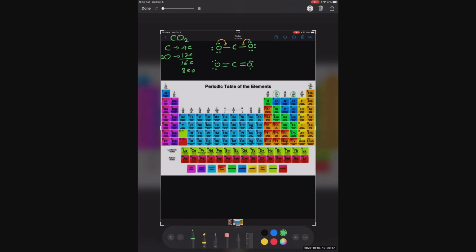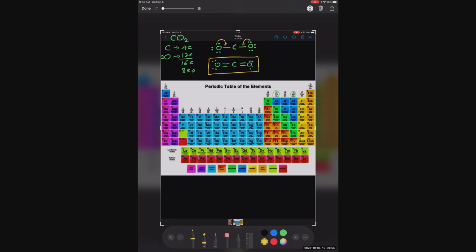Now, if we count the electrons again, we see that we have 1, 2, 3, 4 electron pairs around oxygen. That means we have 8, or an octet, of electrons around oxygen. And around carbon, we have 1, 2, 3, 4 bonds. That means 4 bonding electron pairs, meaning 8 electrons around carbon as well. So we have octets around all the elements in our molecule. Therefore, this is the Lewis structure of carbon dioxide.